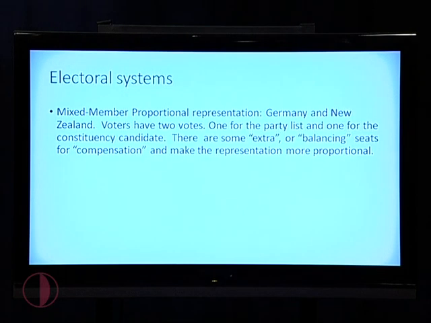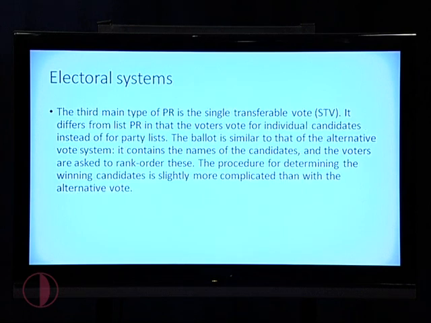Dear friends, I'm continuing with electoral systems. There is mixed member proportional representation in Germany and New Zealand. Voters have 2 votes, one for the party list and one for the constituency candidate. There are some extra or balancing seats for compensation, and they make the representation more proportional.